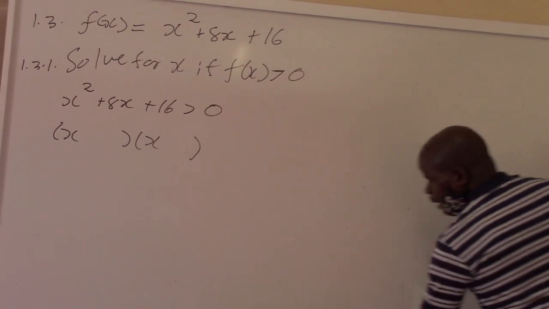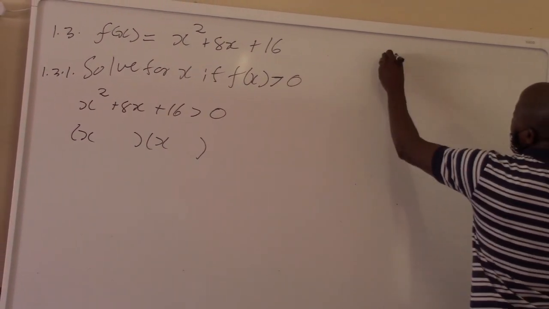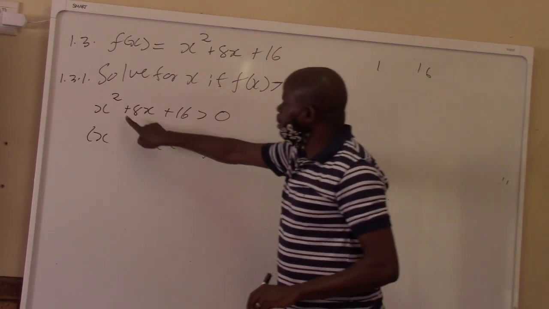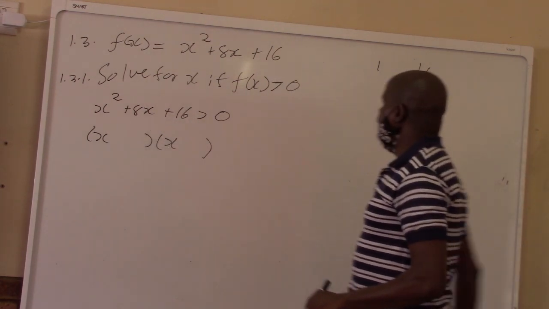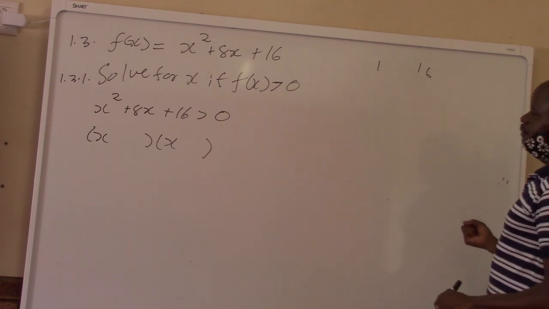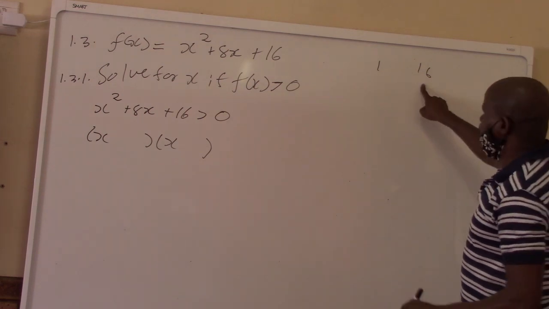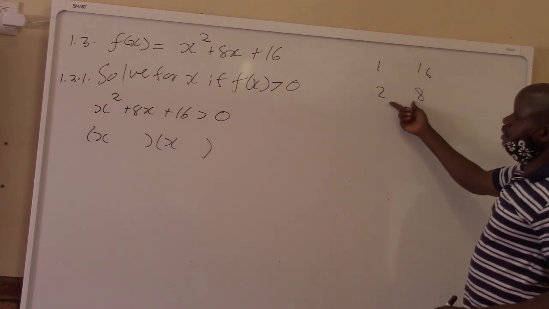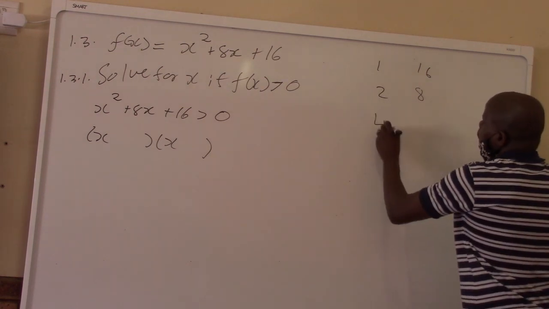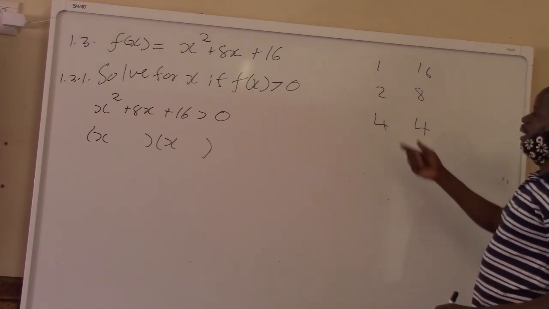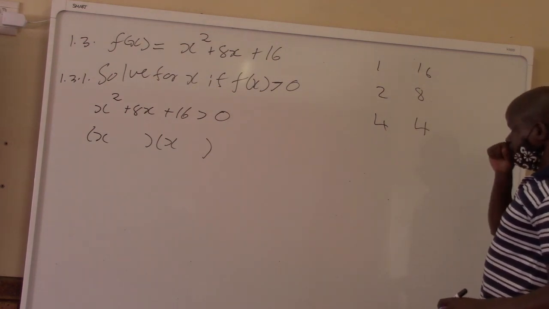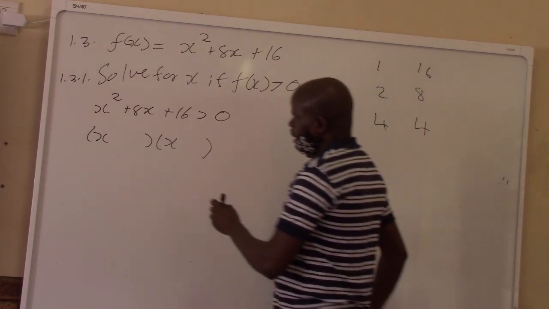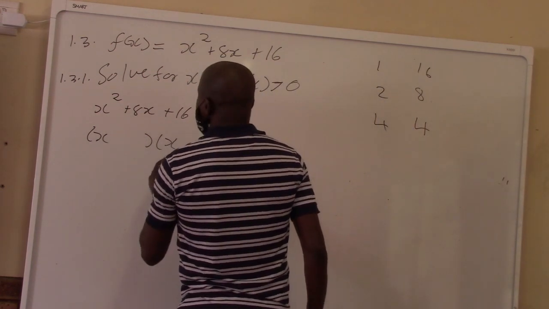In this case, the pairs are 1 and 16. Because it's positive and positive there, both of them should be positive. When you add, it will give us 17. We also have 2 and 8. When we add, it will give us 10. We also have 4 and 4. When we add, it will give us that 8 that they want there. So in short, it's a perfect square.